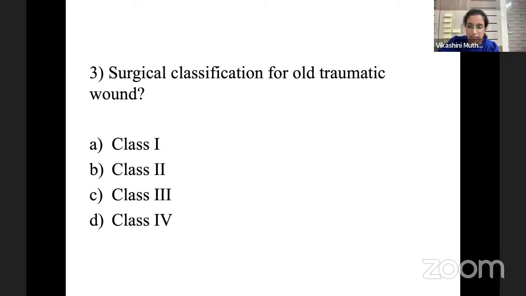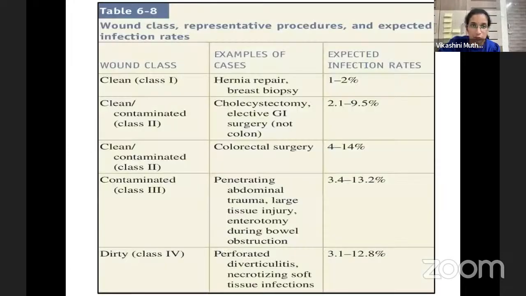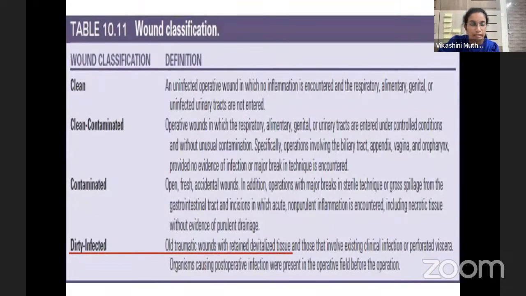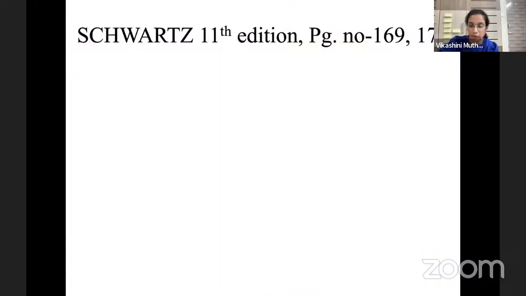Next is the surgical classification for an old trauma wound. An old traumatic wound is included in which class? That's the question. Here the Centers for Disease Control have given us a tabular column in which old trauma wounds are included in dirty infected wounds. Let's get into some more details of it.